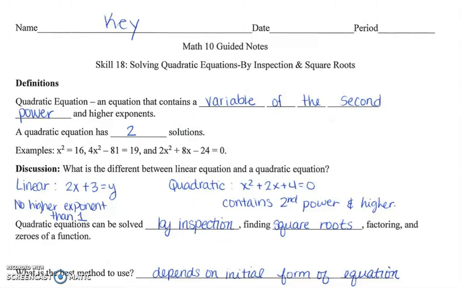Quadratic equations can be solved by inspection. That's what we're going to do today. By square roots, which we're also going to do today. Factoring and zeros we will do in the next lesson. So we split this one up into two lessons. Inspection and square roots, and then factoring and zeros will be later on.